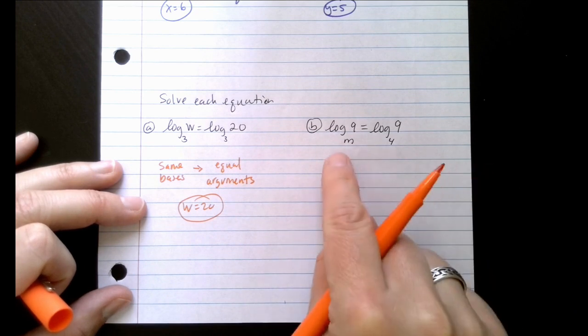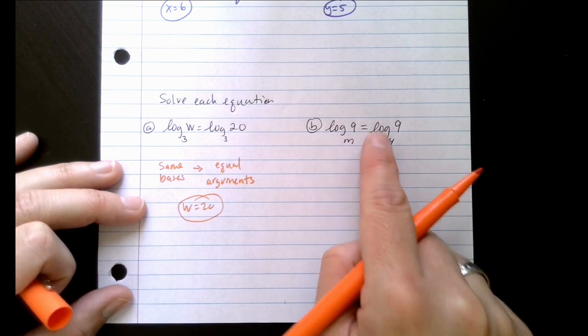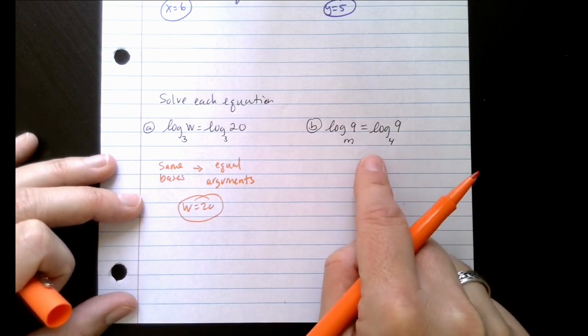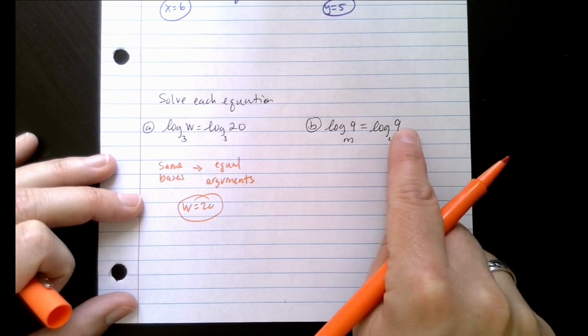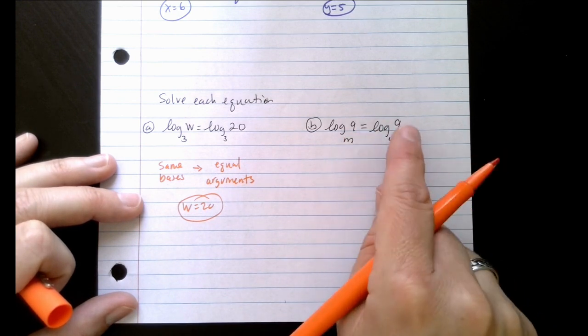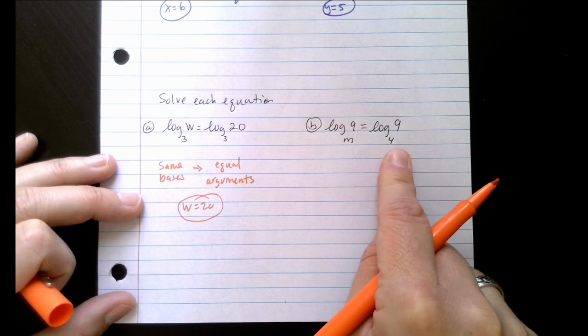On the right here, we have log base m of 9 equals log base 4 of 9. In this case, the arguments are equal. So, since the arguments are equal, then the bases are equal.